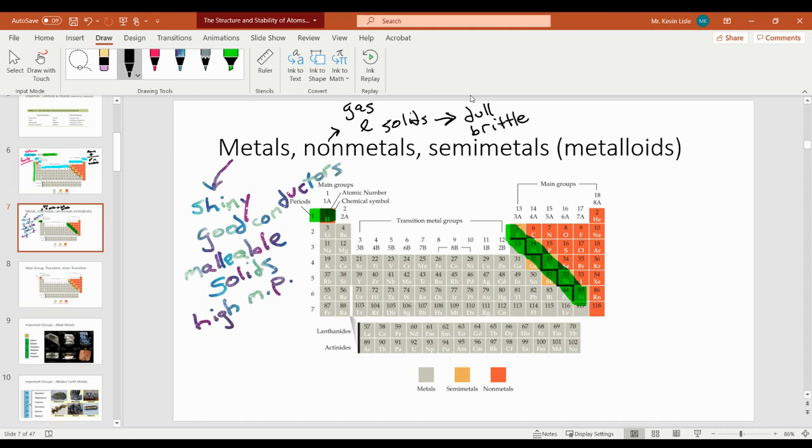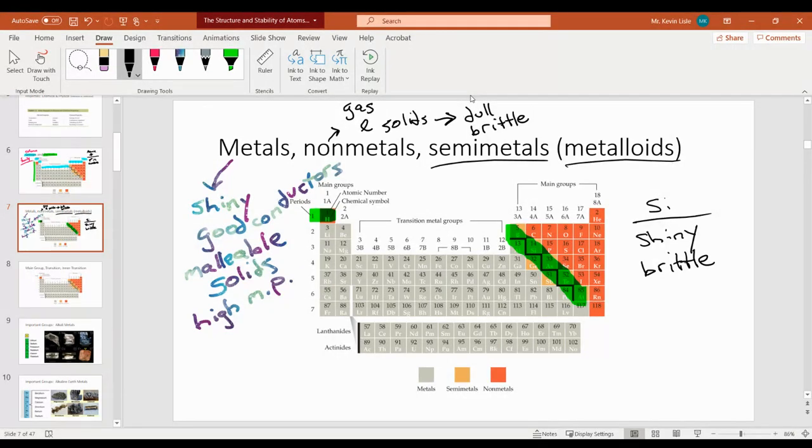They have some properties that are metallic. They have properties that are like nonmetals as well. And we call these elements the metalloids. Sometimes they're also referred to as semimetals. And they have, like I said, properties that are in between. So an example, if I take something like silicon, it's pretty shiny like metals are, but it's also pretty brittle like nonmetals are. So we've got these hybrid properties that are kind of the bridge between metals and nonmetals.